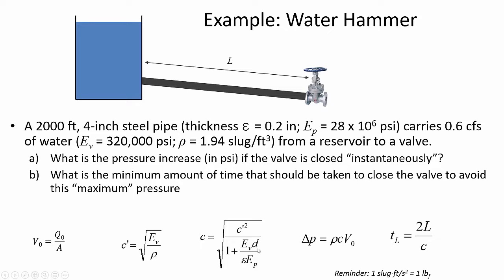So it's just here in C prime that you need E sub V to be in pounds per square foot rather than pounds per square inch. In this second equation for celerity, you can leave it in PSI.